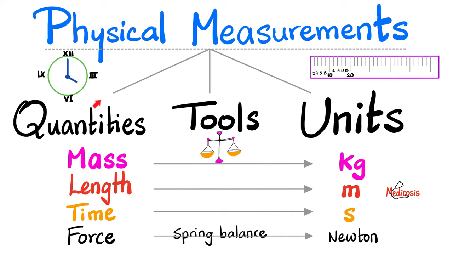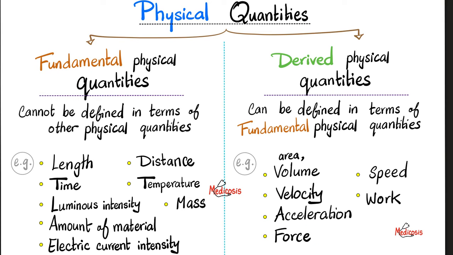Physical quantities and measuring tools and measuring units. If the physical quantity is force, the measuring tool is the spring balance, and the measuring unit is a Newton. Please recall that force is a derived physical quantity. It is derived from something else.